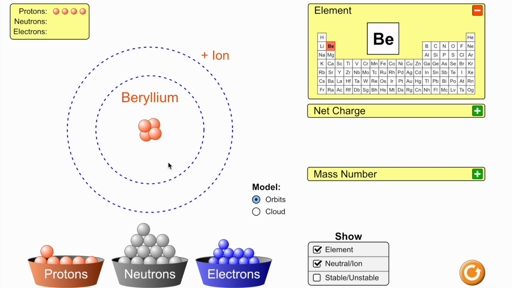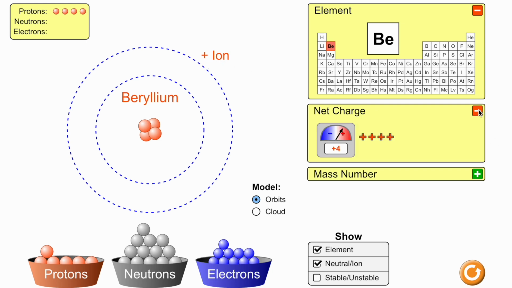Now you'll notice here with my beryllium atom that I'm creating, it's telling me that it is a positively charged ion. I can see here it has a net charge of +4. That's because I have 4 protons, which have a positive charge, and no electrons. So in order to balance that out, I'm going to add electrons. So now I have a +3 charge, a +2 charge. You'll notice this net charge is becoming closer to neutral.